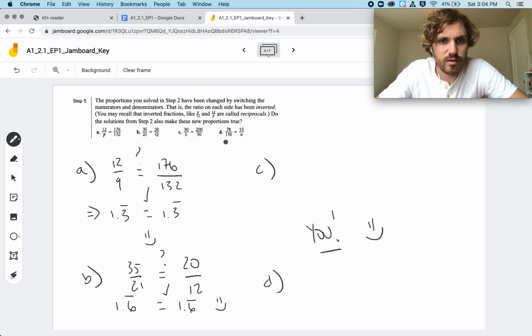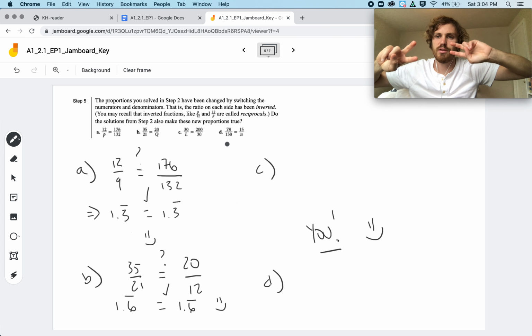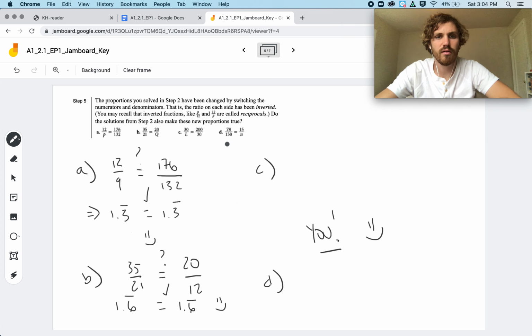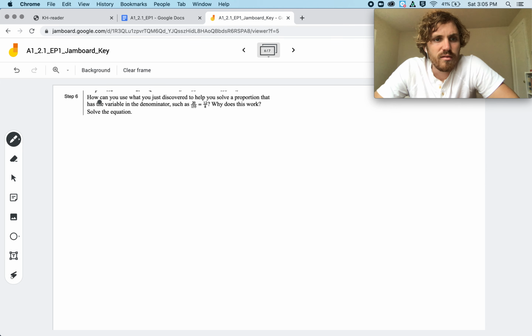Okay, so it looks like if you take one proportion, which is a ratio equaling a ratio, and you flip both sides, you still get the same solution. Step 6. How can you use what you just discovered to help you solve a proportion that has a variable in the denominator, such as 20 over 135 equals 12 over k? Why does this work?